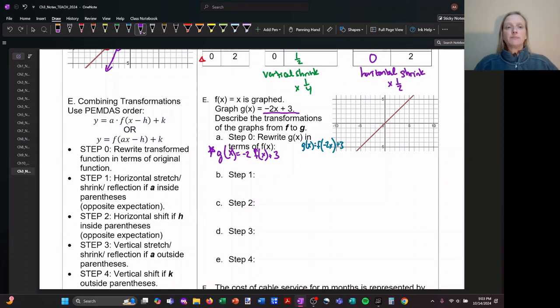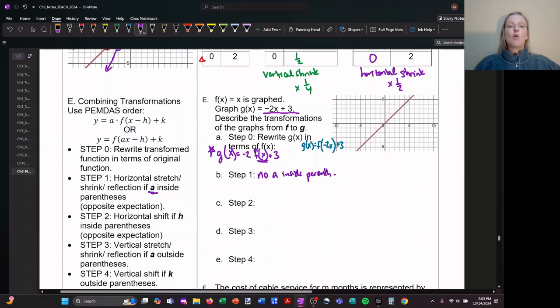So step 1 asks me to think about any horizontal stretches, shrinks, or reflections if a is inside parentheses, if I've got a multiplication factor inside the parentheses. In this example, there is nothing inside parentheses, so I'm not going to do anything. No a inside parentheses. So I'm going to move on to step 2.